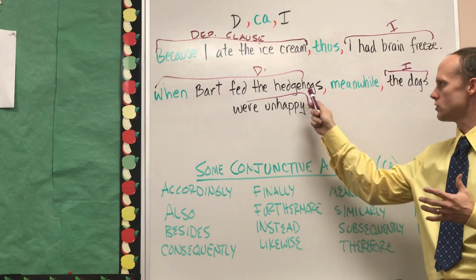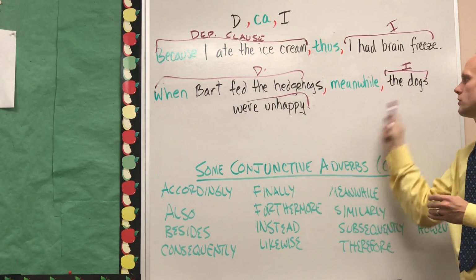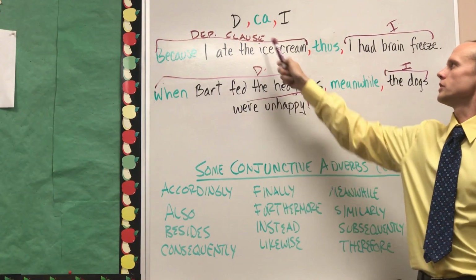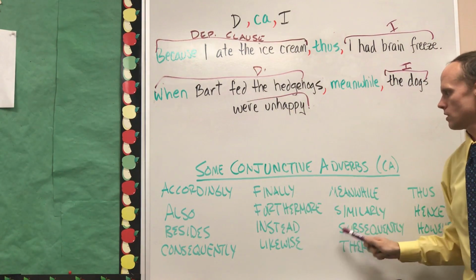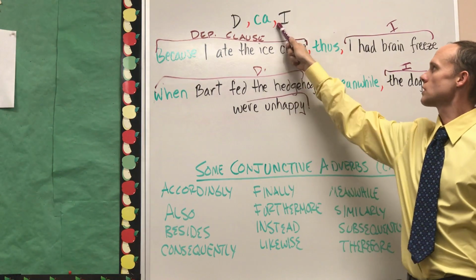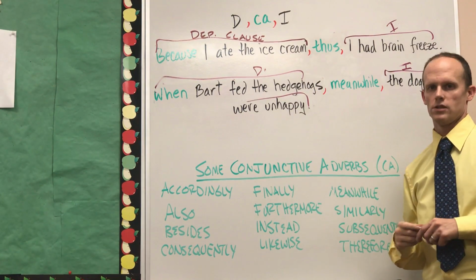When Bart fed the hedgehogs, comma, meanwhile, comma, the dogs were unhappy. That completes my dependent clause, comma, conjunctive adverb, remember, transitional device, comma, independent clause, sentence structure.